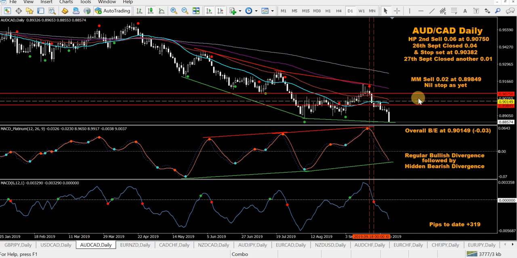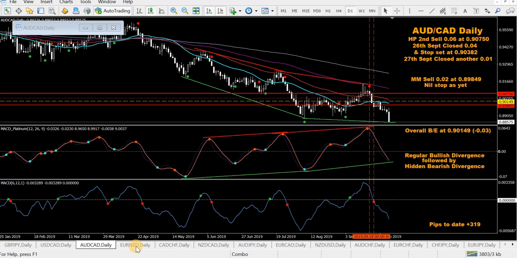The red dotted line is a stop, and you can see it's a stop set on my HP sell. So it's this trade here, stop below the entry, already closed half. You can read my notes. So looking good, possibly setting up for divergence there. Big trend lines, you can see all my trend lines drawn.